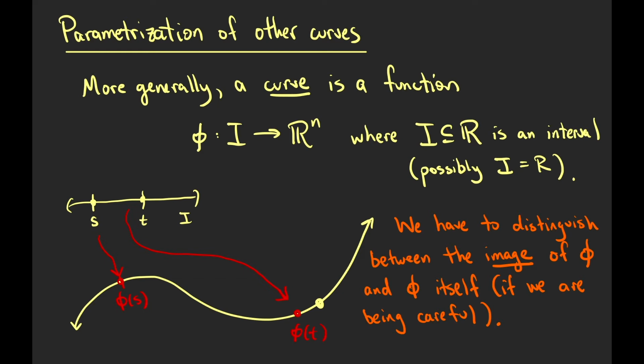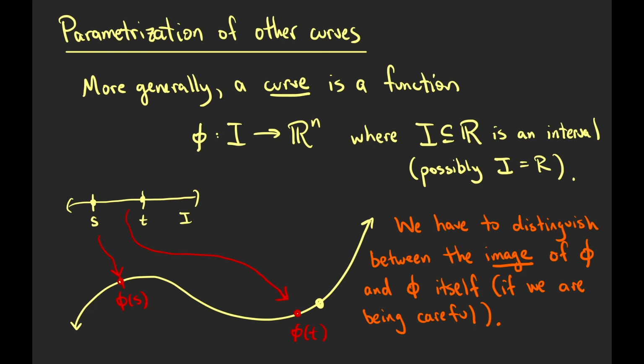You can imagine if phi of t represents the position of a bug in space, and the bug is moving along this curve, it could move along the curve at different speeds. It could move at a constant speed, or at a faster constant speed. It could even start off fast, backtrack a little bit, have negative velocity, and then turn back around and go in the other direction. Each of those different functions phi, which describe the position of the bug at time t, will correspond to different parametrizations.